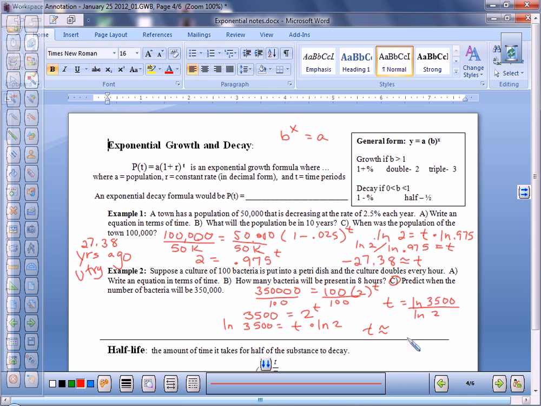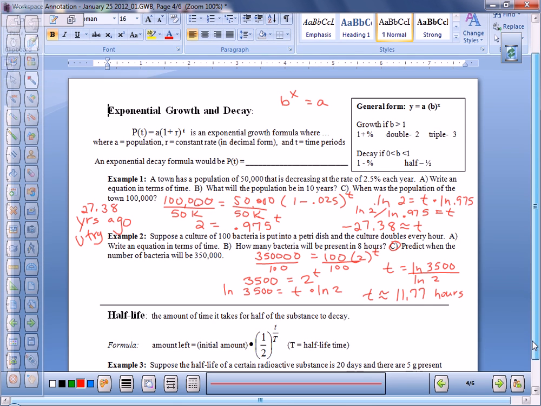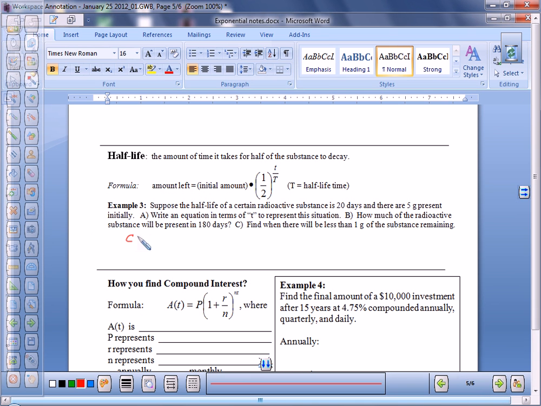All right, what'd you get? 11.77. And this would be hours, right? Okay. Let's look at the last example on this page that we didn't do, part C. And this time our equation was the amount with respect to time is equal to 5, the initial amount, its half-life, raised to the t divided by 20. And we want to know this time when it will be less than 1 gram. So that's the equation we're dealing with.